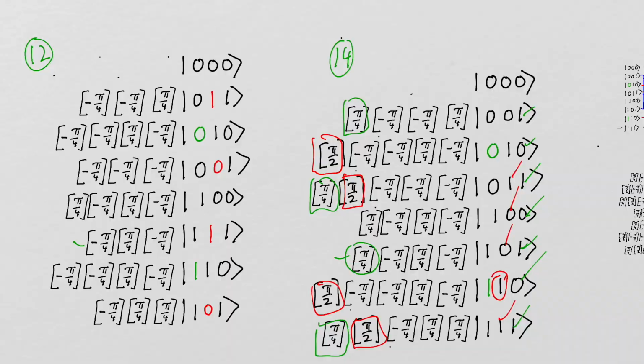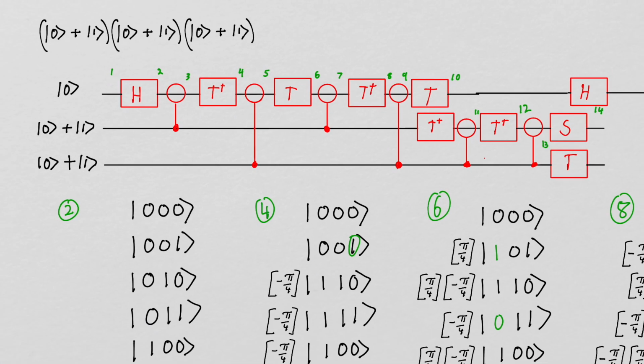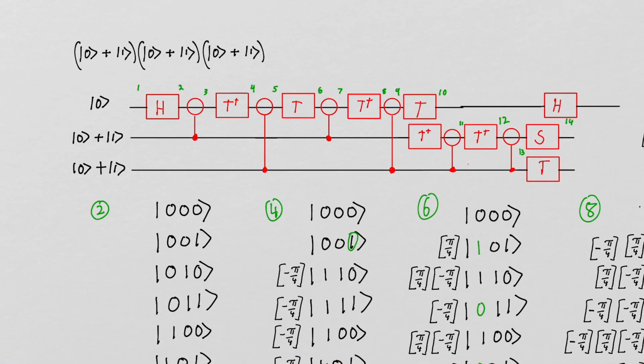And I guess it's important to understand why. The reason is because these states here are not eigenstates of the T operator. The T operator's eigenstates are 1 and 0, not a superposition of 0 and 1.